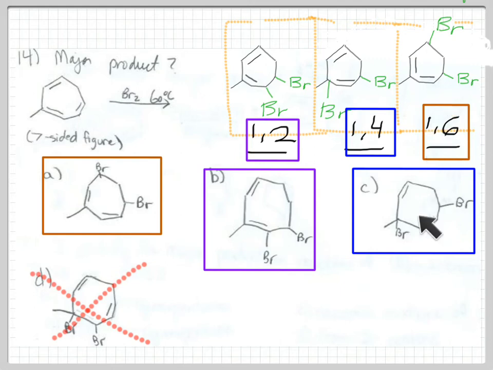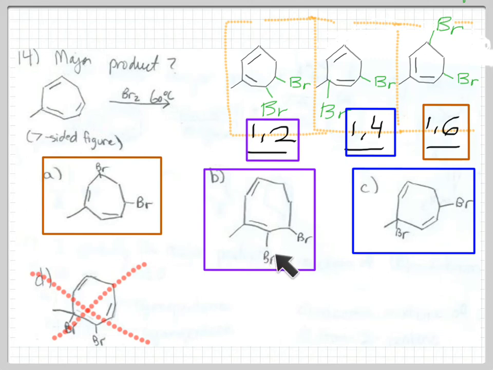Now we can eliminate C here, that's the 1,4 attack in this case, because this isn't conjugated. We're looking for the thermodynamically more stable product, and therefore this being non-conjugated would certainly not be the answer, so C is out. And then between A and B, the only real difference is the locations of the bromine. And this makes it kind of tough because we've got a conjugated system with a methyl group attached, pretty much the same structure. And the question is, does the bromine help or hurt the stability of the molecule?